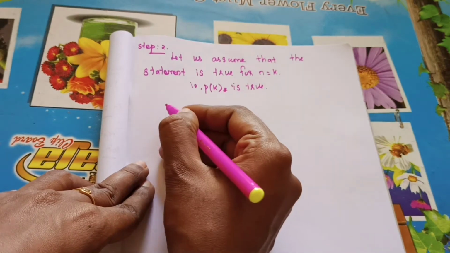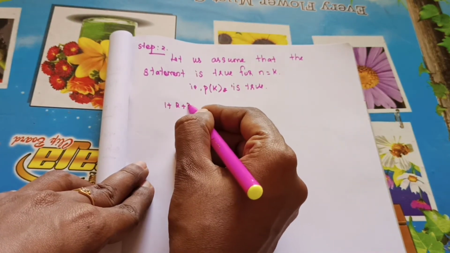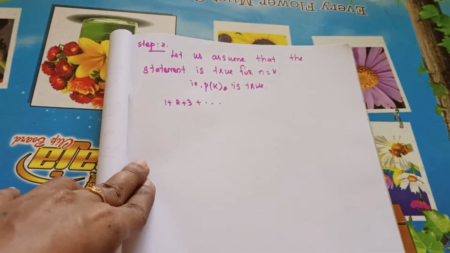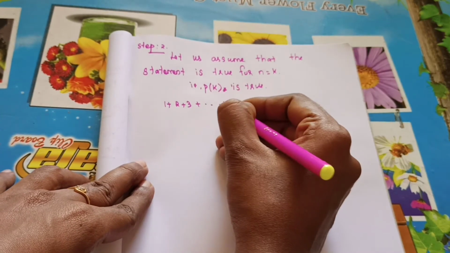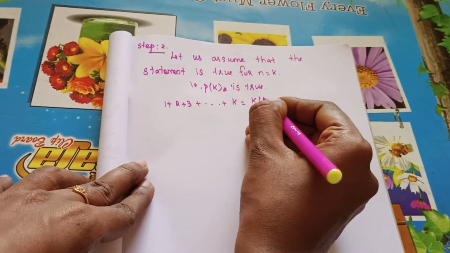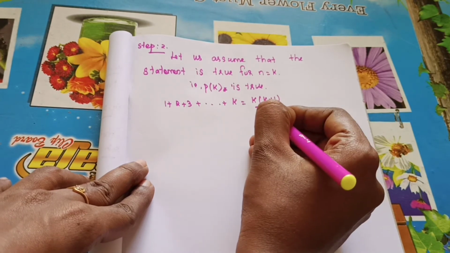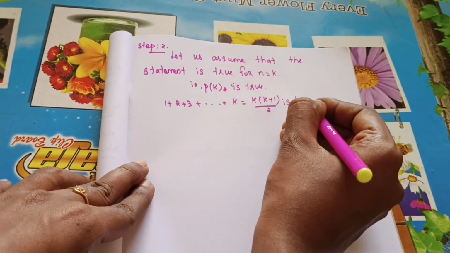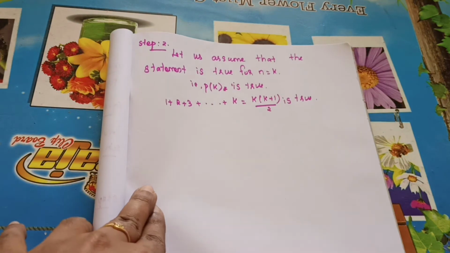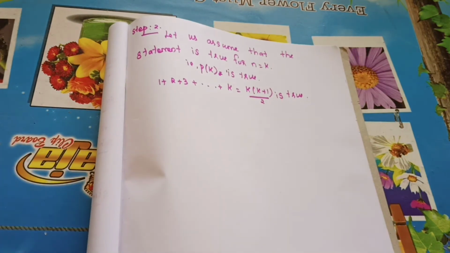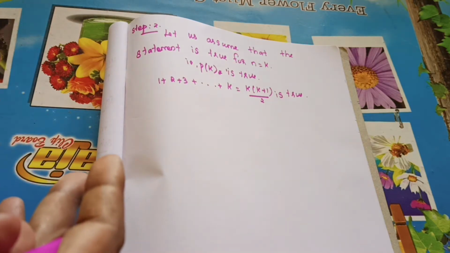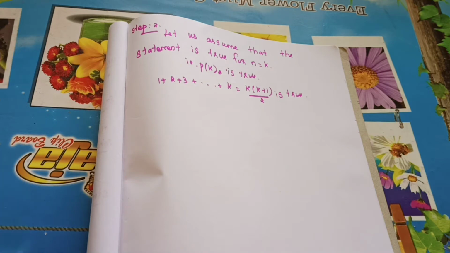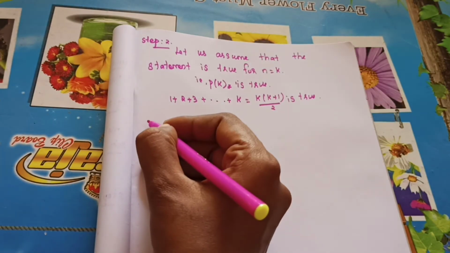How will P of k become true? Shall we assume? That is 1 plus 2 plus 3 plus etc. up to k, that's equal to k into k plus 1 by 2 is true. This one you already know, is it right? In the last year, in the place of n, if you are substituting p, r, m, k, anything, you will get the same formula, is it right? Is there any change? No. So P of k is also true. Understand? So next, step 3.